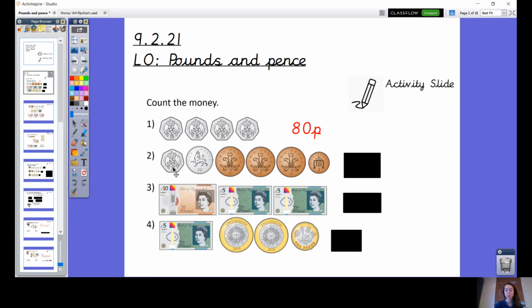Number 2, 20, 30, that's a 10p coin. And I'm going to count in 2s. 32, 34, 36, and one more, 37p.